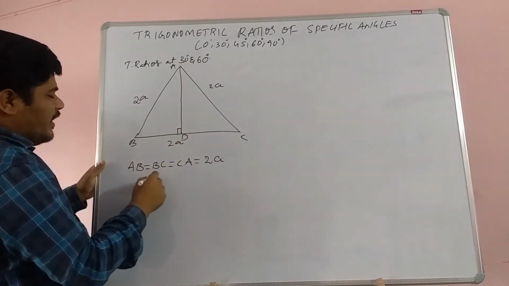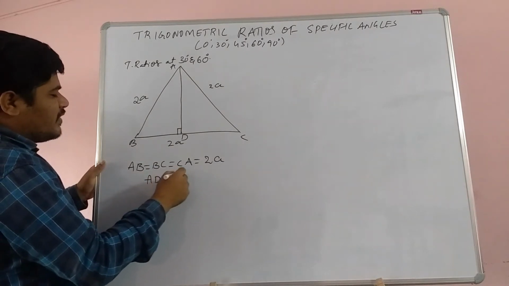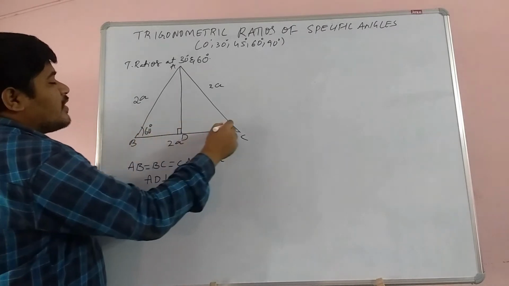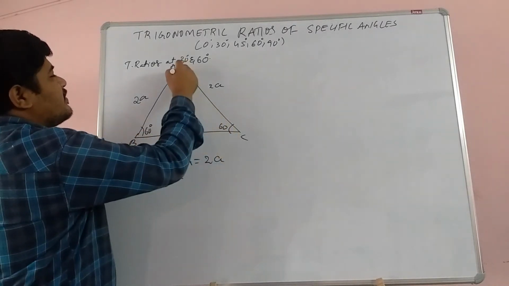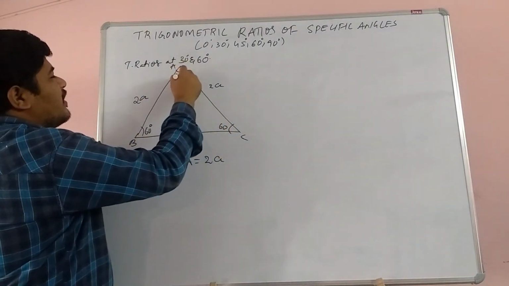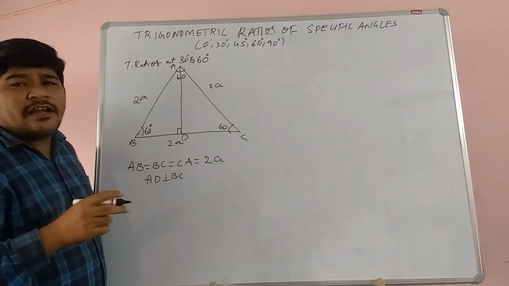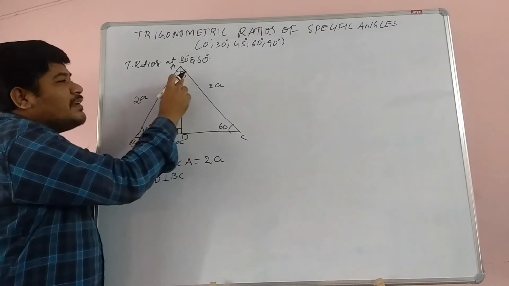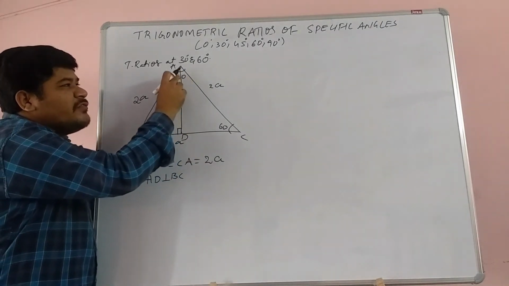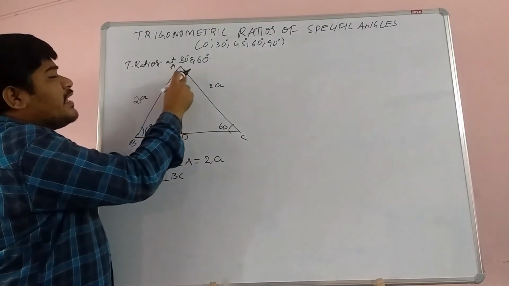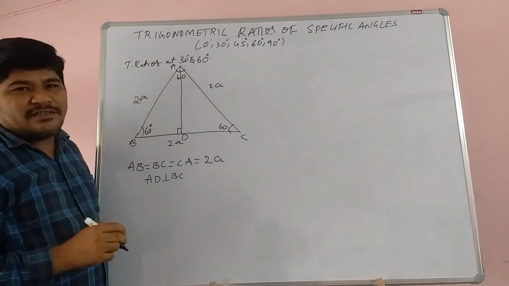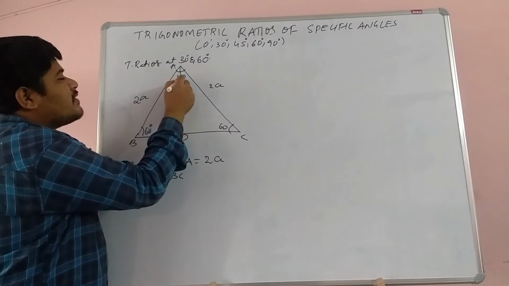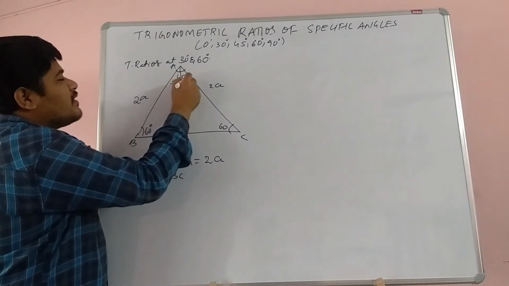Okay, so AD is perpendicular to BC, and each angle of this triangle is 60 degrees. Okay, 60, 60, and this whole angle is 60. And students, when we are drawing a perpendicular line from the vertex to the opposite side, then this altitude divides the angle A into two equal parts. So then what will happen? This part will be 30 degrees and this part will be 30 degrees.